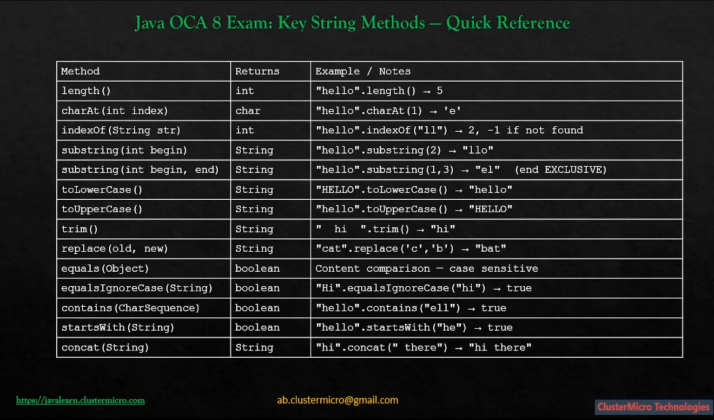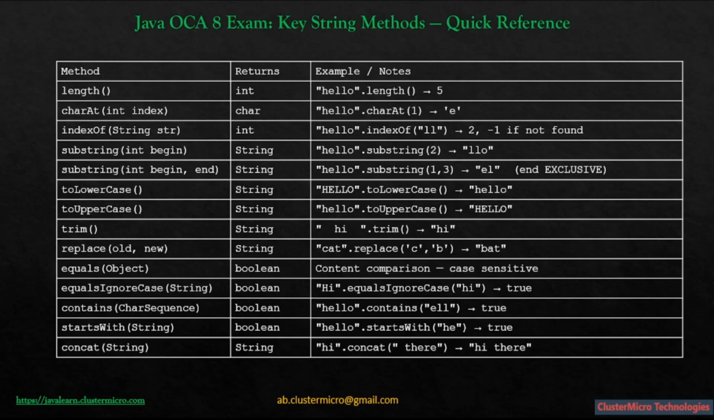Original is unchanged. Then we have replace(old, new). It replaces all occurrences of the old character or substring with the new one. "cat".replace('c', 'b') returns bat. Note that it replaces all occurrences, not just the first one. So it returns a new string. Then we have equals(Object) and equalsIgnoreCase(String). equals compares the content character by character, case sensitive. So "Hello" and "hello" with a small h are not equal with equals. equalsIgnoreCase does the same comparison but ignores case. So in this case, both will return true.